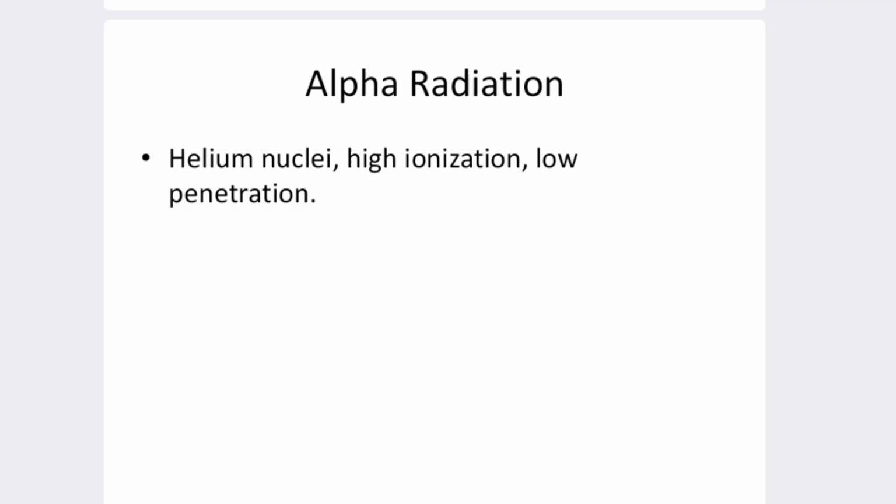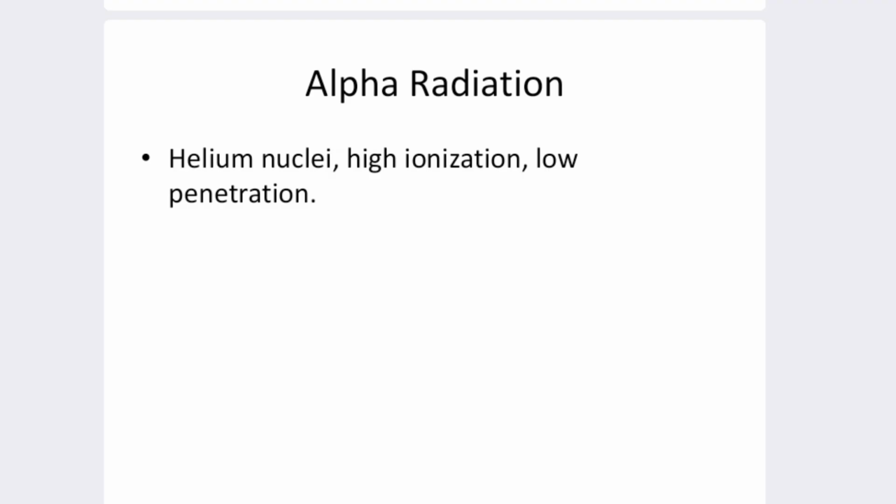The term activity refers to the disintegration rate of a radioisotope, and is measured by the unit Curie. 1 Curie is the number of disintegrations per second from 1 gram of radium. It is found to be 3.7 times 10 to the power 10 disintegrations per second.